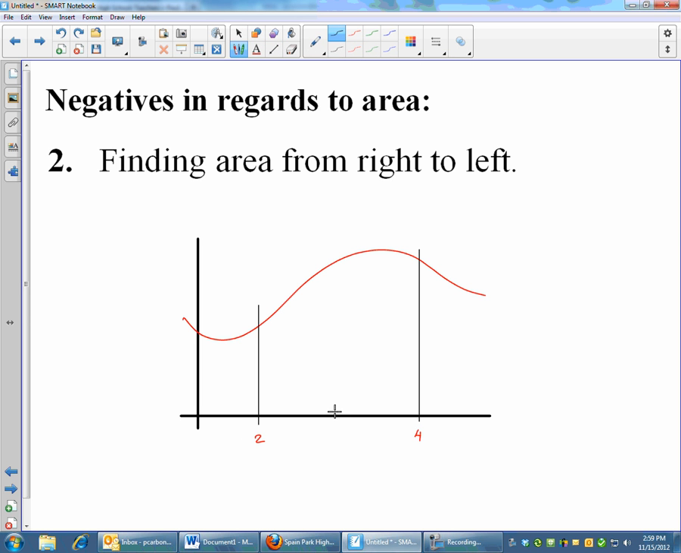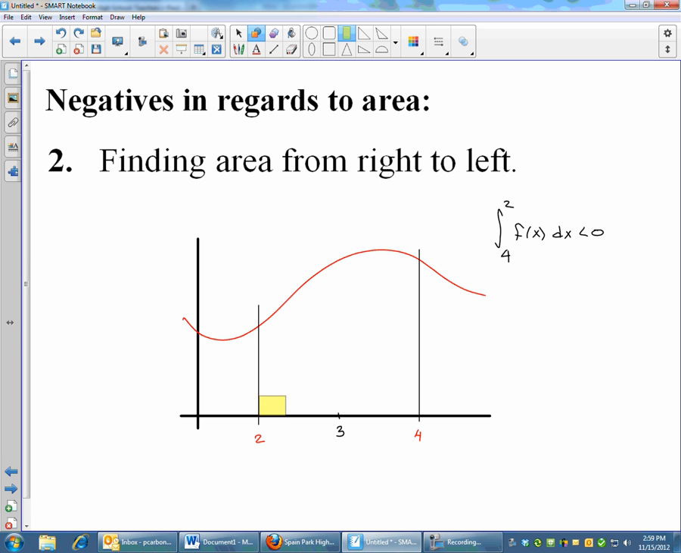I'm just arbitrarily picking numbers, so we'll call that 2, we'll call this 4. And if I were to draw rectangles here, let's say we're finding the area not from 2 to 4, I'm finding the area from 4 to 2. Now that's kind of backwards because now we're starting at 4 and traveling left to 2. Well, this area again is going to be negative. And the reason this area is negative goes back to that rectangle concept when we're doing Riemann sums.